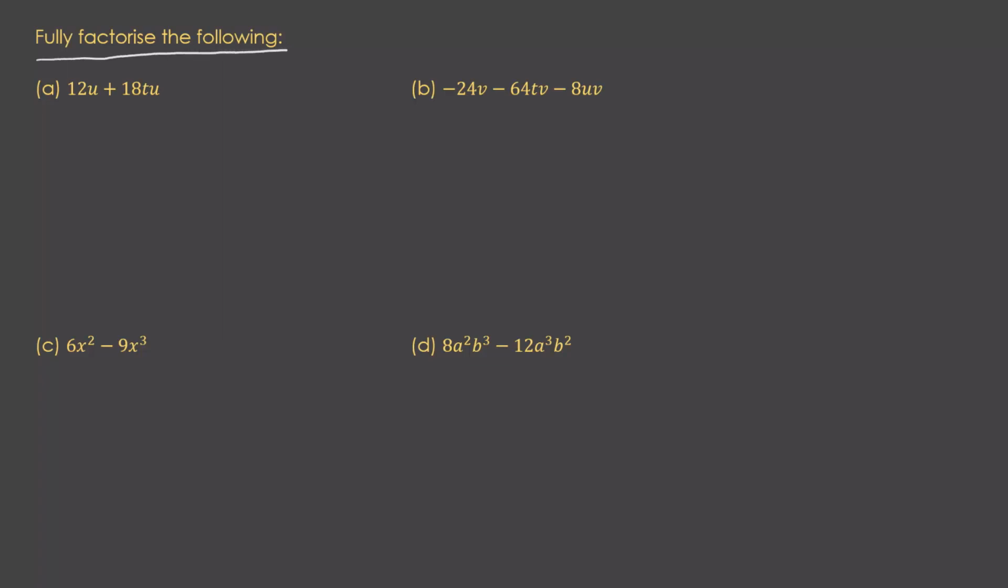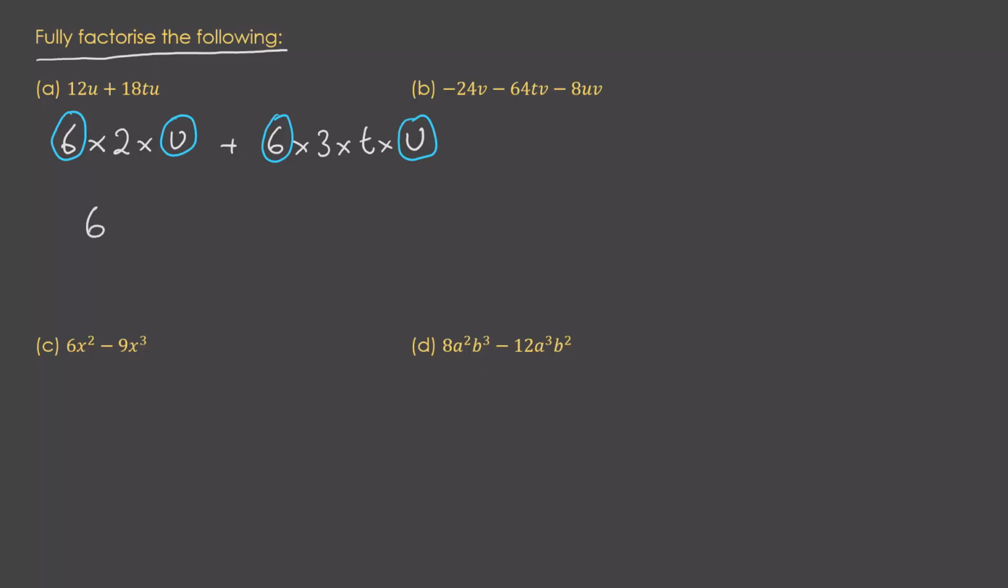Fully factorise the following. If I look at 12u and 18tu, 12 and 18 have a highest common factor of 6. So I'm going to write 12u as 6 times 2 times u, and then the 18tu as 6 times 3 times t times u. Now if I look at both terms, what's common? I have a 6 in both terms. I have a u in both terms.